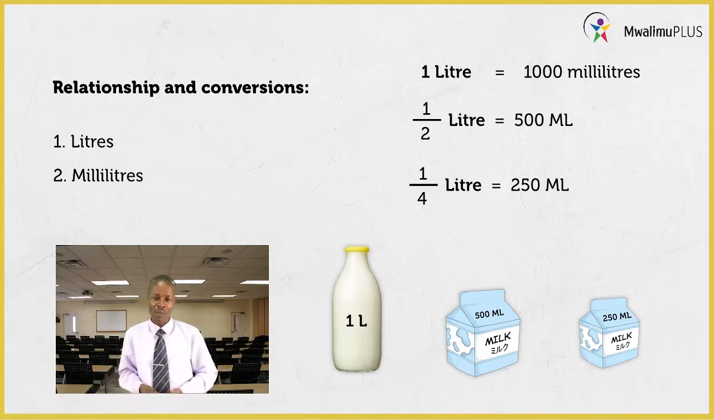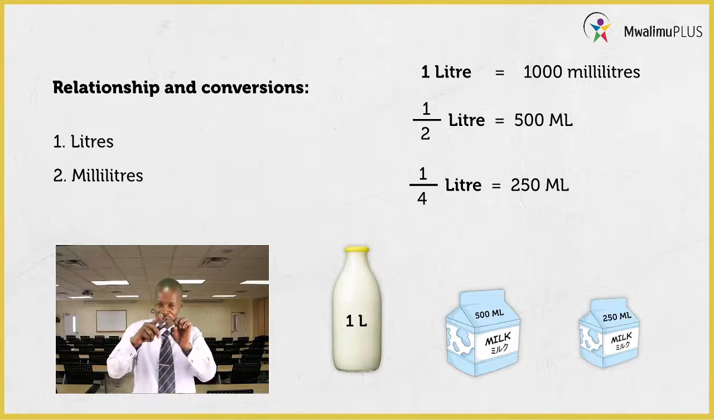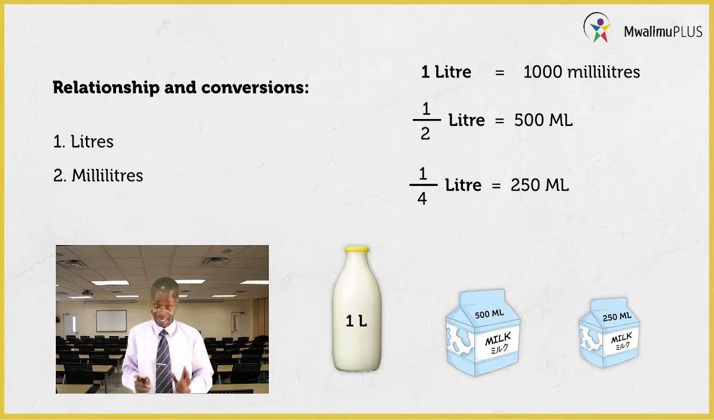So you can see from the containers that we have there, we have a liter, we have a 500 ml, and I want to remind you that you must have seen that packet of milk that is written 500 ml. That is half a liter. Then there's a smaller one with 250 ml, and that one is exactly half of what we have in 500.